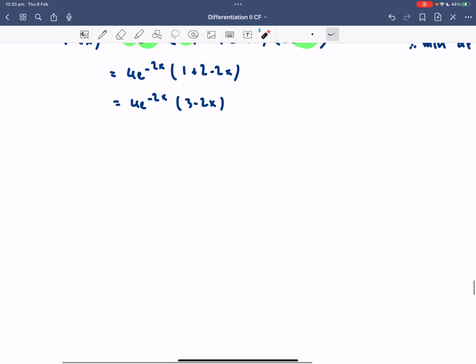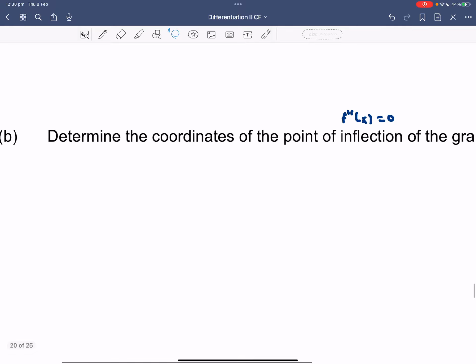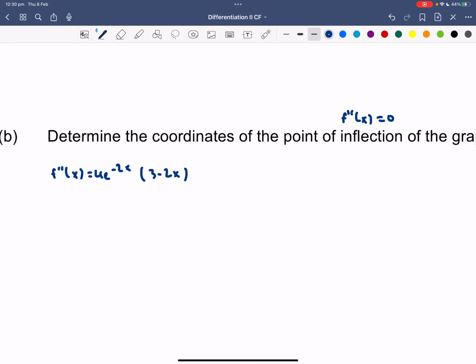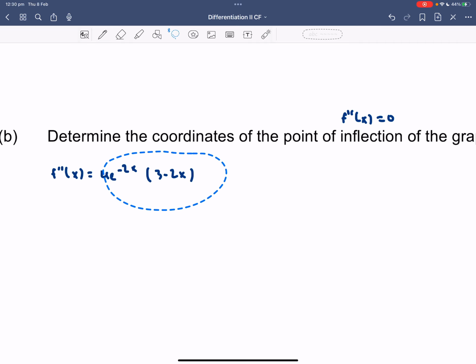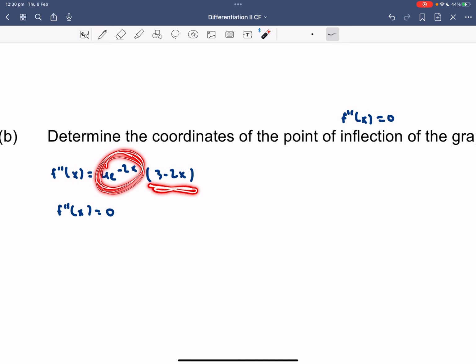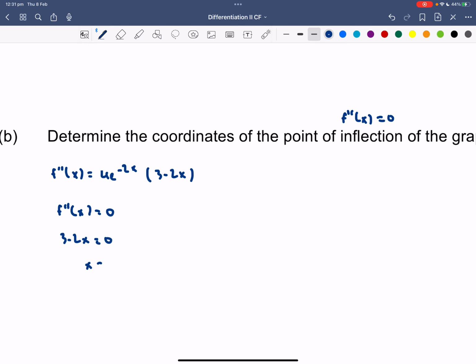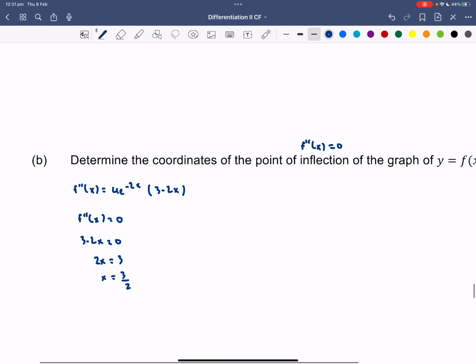Luckily, I did find the double derivative nicely. I found the double derivative very nicely. I found a nice simplified version of it, which makes this easy to do. F double dash at x is this, and we want to let it equal 0. If you want this to equal 0, as we've discussed several times today, e to the power of something cannot be 0. It must be the next bit that's 0. 3 take 2x is 0. X is 3 on 2.